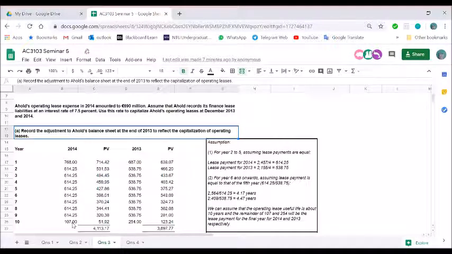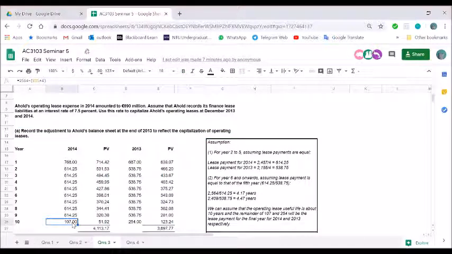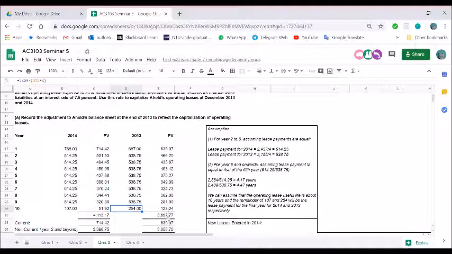And the remainder value we can calculate by using 2564 minus 614.25 times 4, and we get 107. And if we do the same calculation, we will get 254 for year 2013. And the sum of the present value for 2014 would be 4113.17, and for 2013 we get 3697.77.